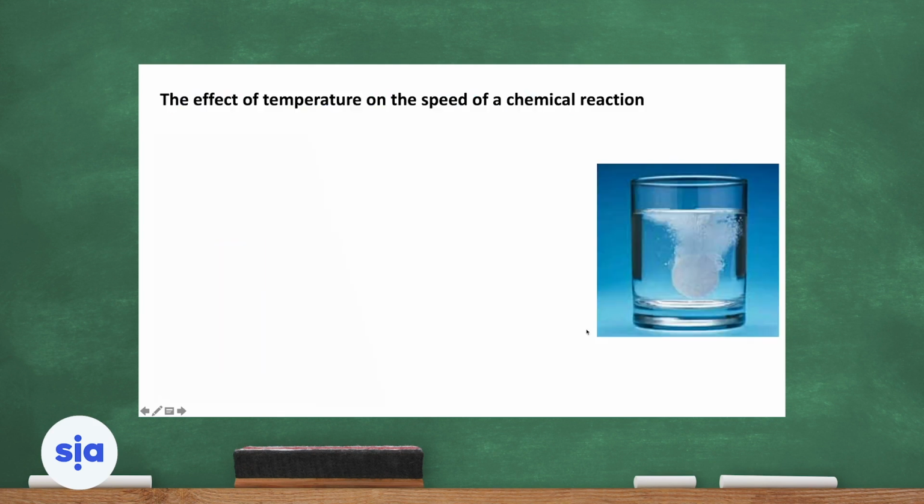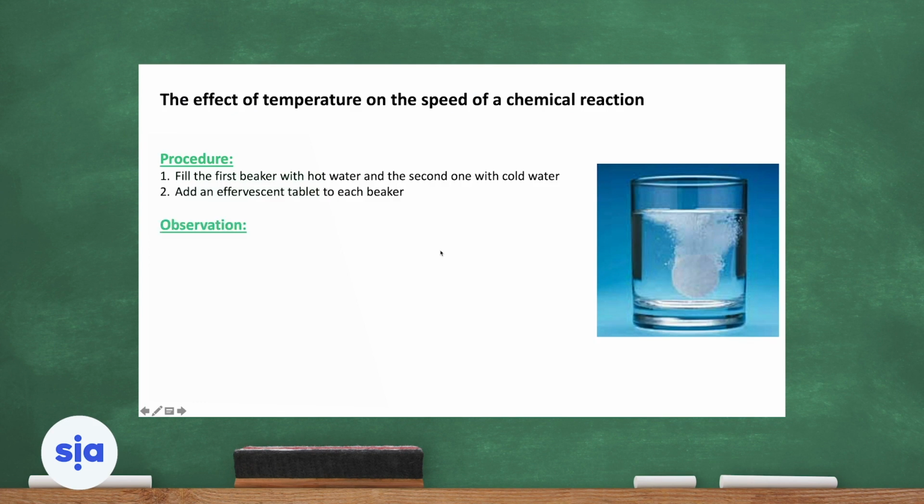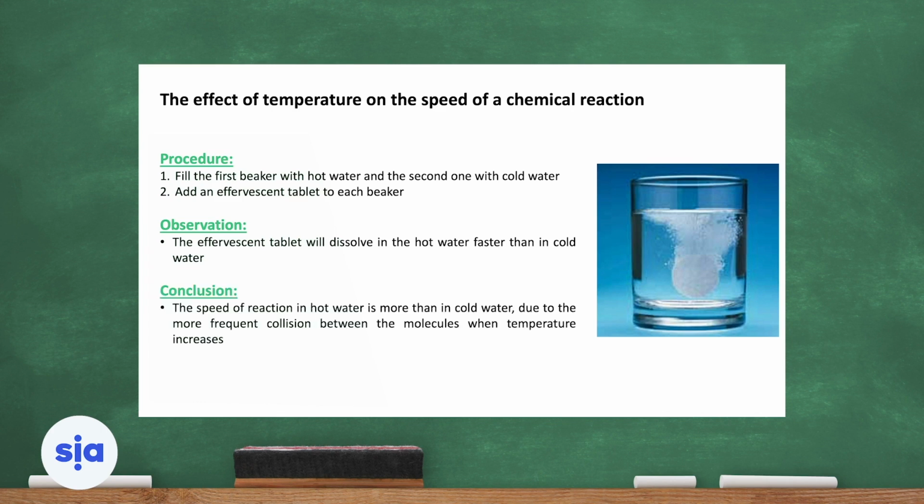Let's see together the effect of temperature on the speed of the chemical reaction by using an effervescent tablet. We will fill a glass or beaker with hot water, and the other one with cold water. Put an effervescent tablet in each glass of water. What are you going to observe? The effervescent tablet will dissolve in hot water faster than in the cold one. Why? Because, as we said, the speed of the reaction in hot water is greater due to more frequent collision and movement of particles.